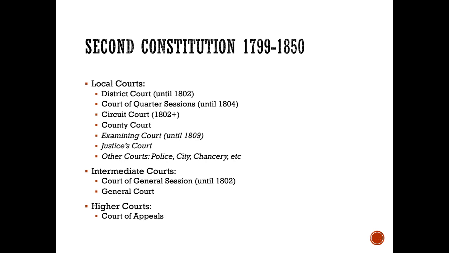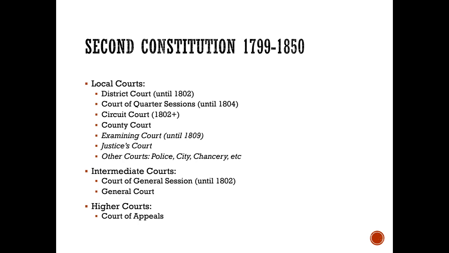Okay, so second constitution, quick summary here. And you'll notice that I've also listed several other courts underneath the local courts. These are things like the police court, a city court, a chancery court, things like this. These were usually being established in larger cities like Louisville or Lexington, where the large number of people in these areas just required more courts to even handle the caseloads.